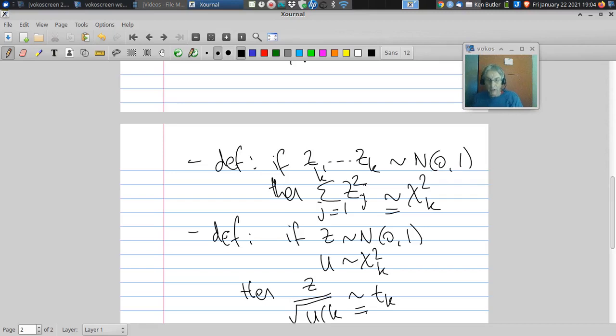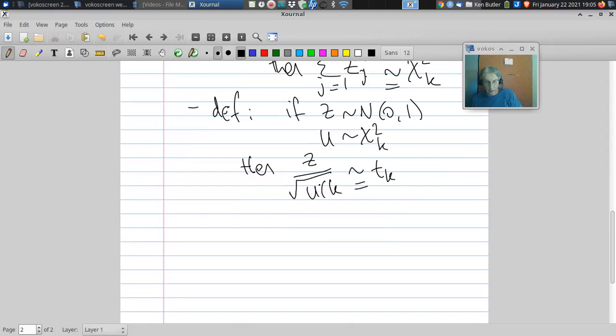So we defined two things. We defined the chi-square distribution, and we defined the T distribution. So now what we're going to do is have one more fact which comes in at this point. Comes in over here. This is a fact.